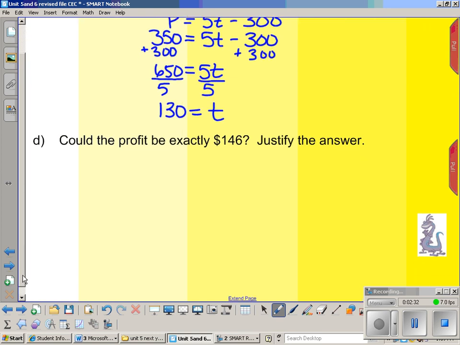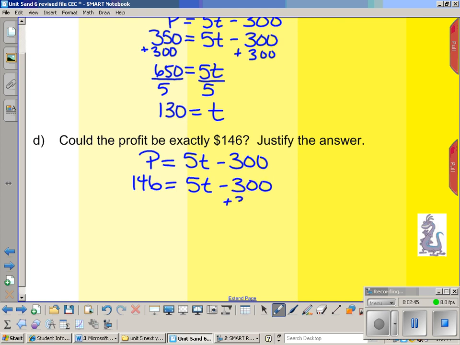Could the profit be exactly $146? Well, let's find out. Let's put 146 into the profit. And let's solve for T. So we're going to add 300. So we'll have 446 equals 5T. Divide by 5. We're going to get 89.2.